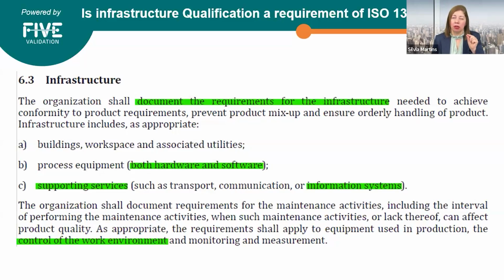Section 6.3 introduces a requirement for infrastructure documentation for both hardware and software, including supporting services. The goal is to maintain control over the work environment, and it's important to note that the term infrastructure here encompasses not only IT and OT infrastructure, but also buildings, equipment, and more. However, over time, there is an increasing likelihood of software controlling each step of the product lifecycle.